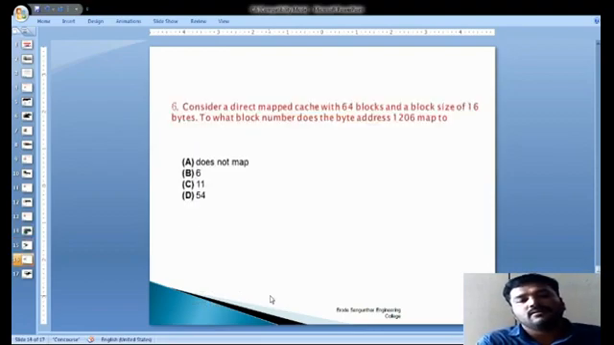Another question. Consider a direct mapped cache with 64 blocks and a block size of 16 bytes. Each and every block size is 16 bytes. To what block number does the byte address 1206 map to? We are having 64 blocks, each block size is 16 bytes. So in which block will the byte address 1206 be mapped? Our options are: it does not map, 6, 11 and 54. Let us see the answer.